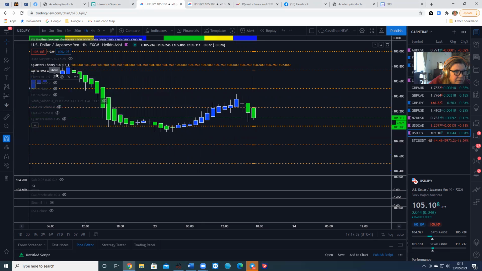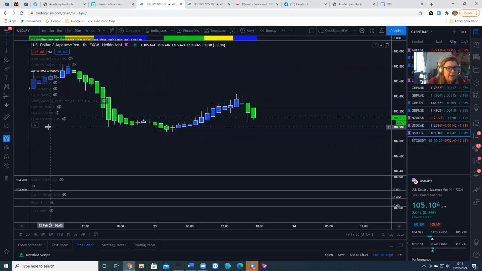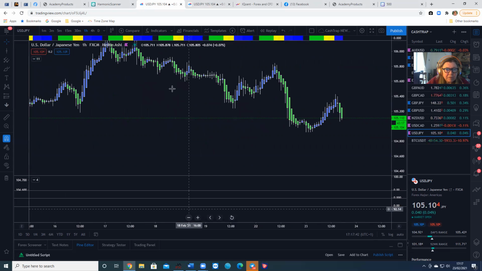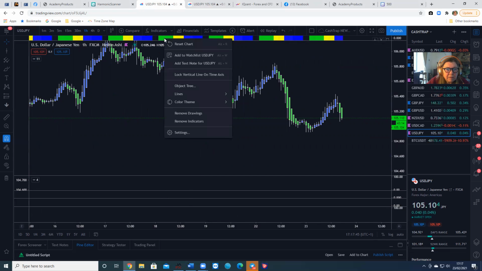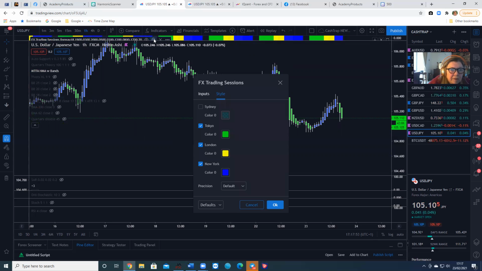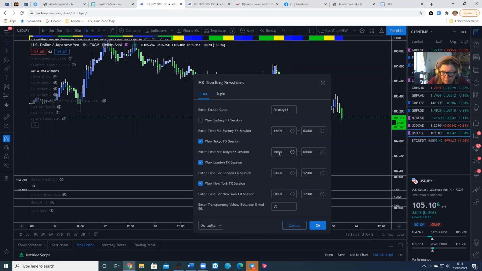Where's that last? Take that off. Right, so I've got a clean chart. I've got it on the hourly. And you can see above, I think I've got my FX sessions pairs. I think I had the settings slightly wrong on this. Tokyo. I'll leave it where it is actually. I think I've got Tokyo slightly out.